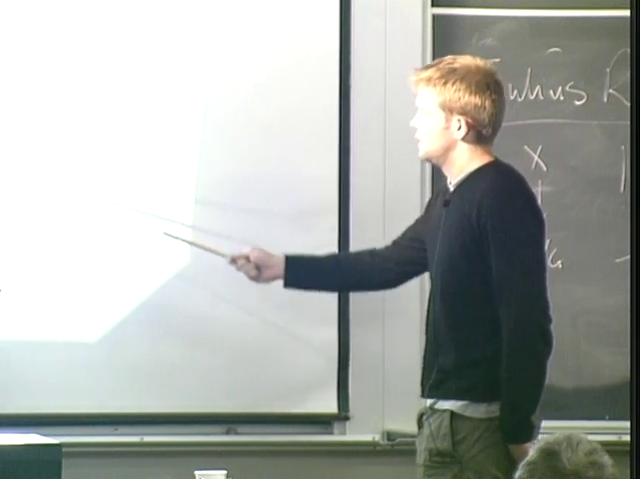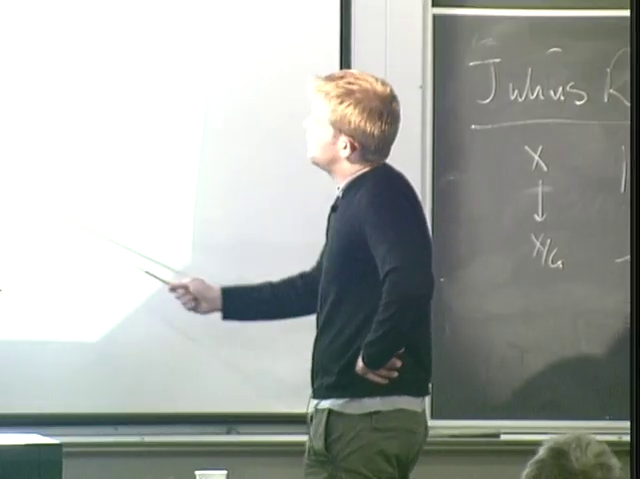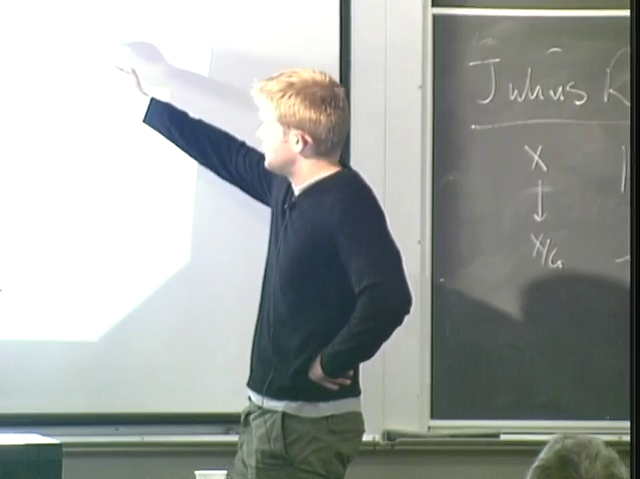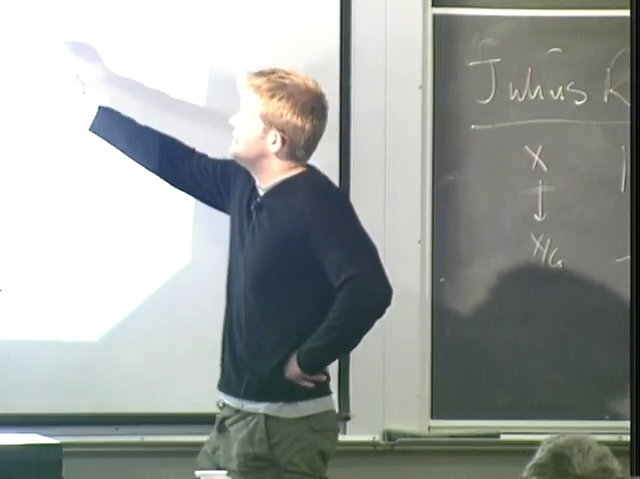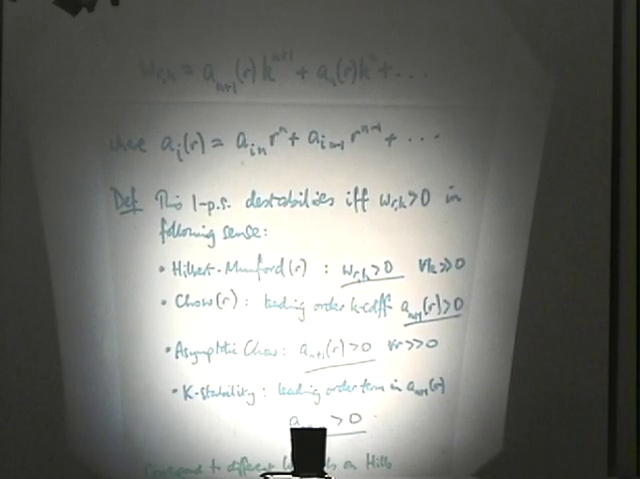And then there's K-stability, which says we look at this polynomial in R, and instead of asking that it be positive, we ask that its leading order term be positive. So this is sort of the weakest notion. This implies the others. Moduli problems.